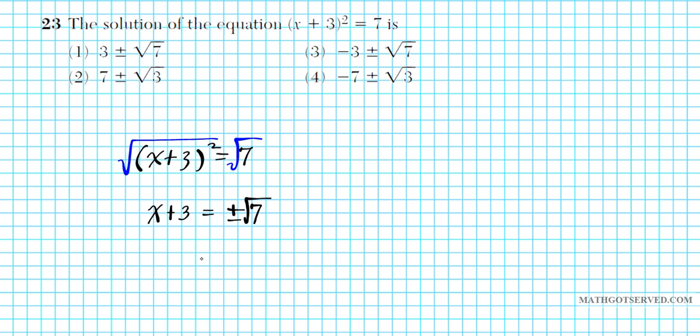Applying the square root property helps us eliminate the square there. So we have the square root on the right side along with a plus or minus. To finish this off, you simply subtract 3 from both sides. Okay, don't forget you're going to subtract 3, okay? So you're going to have -3 plus or minus root 7. Answer is option number 3.